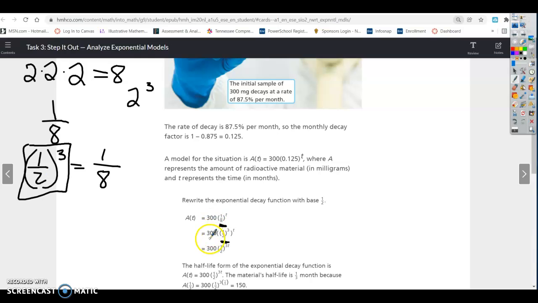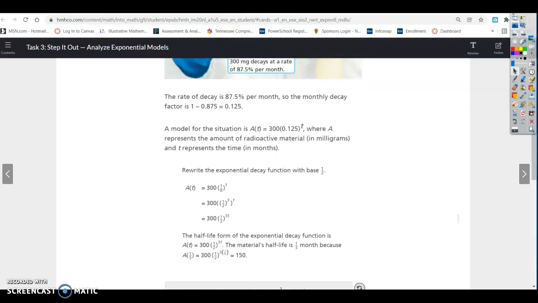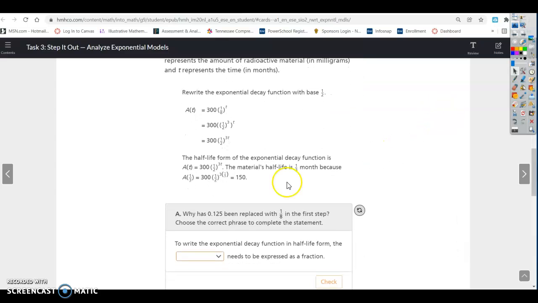Okay, so we're going 300 times 1/2 to the third power, that's the same as 1/8, and we still have it raised to the t power, which is expressed in months. All right, and again, we're doing that because we're looking at a half-life, so our base needs to be 1/2. So we have 300 times 1/2, so 300 is our initial value, times 1/2, that's our half-life, raised to the 3t power. So it says the half-life form of the exponential decay function is A of t equals 300 times 1/2 to the 3t power.